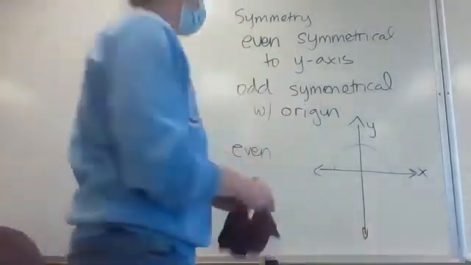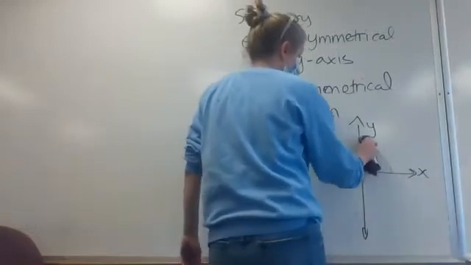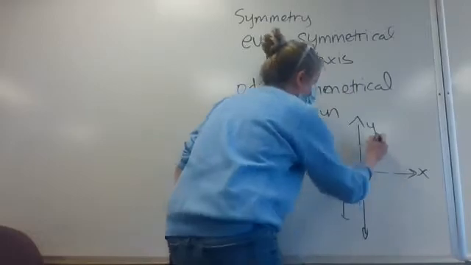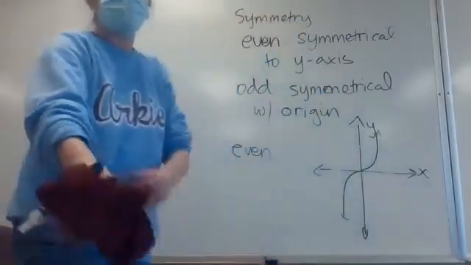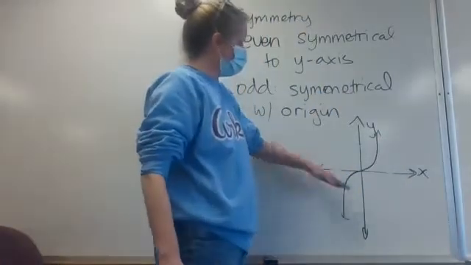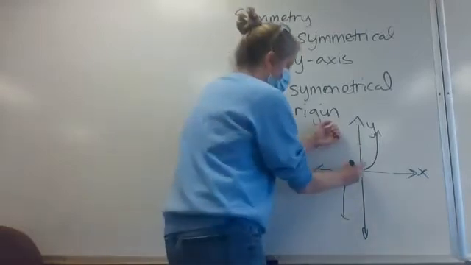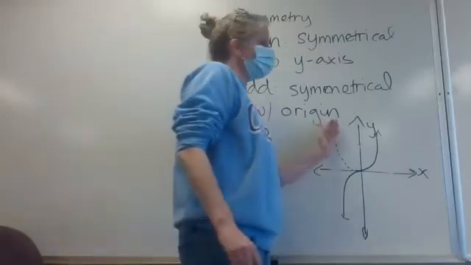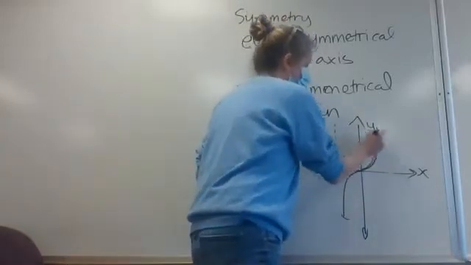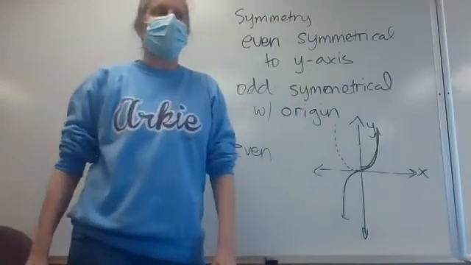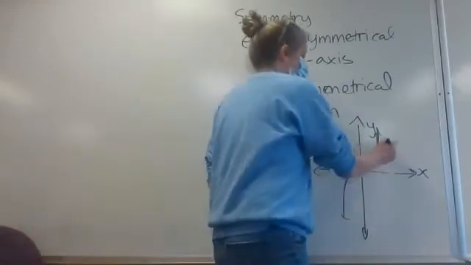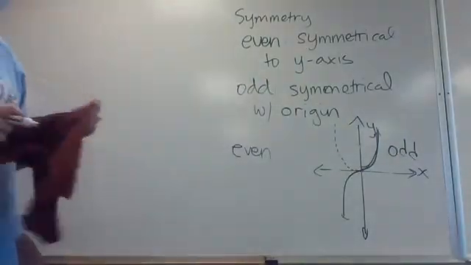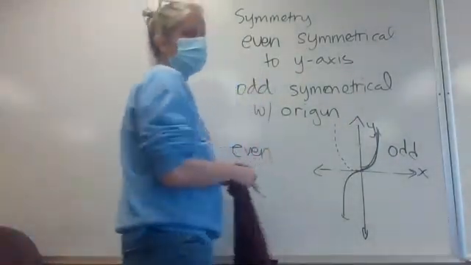Something that would be odd would be like the x cubed graph. This is an example of odd symmetry because if I reflect across the x, then I'm here, and then reflect across the y, I would be there, right? So that's what odd symmetry looks like. That's an example of odd. But question number 1 was an even since it was y-axis symmetry.